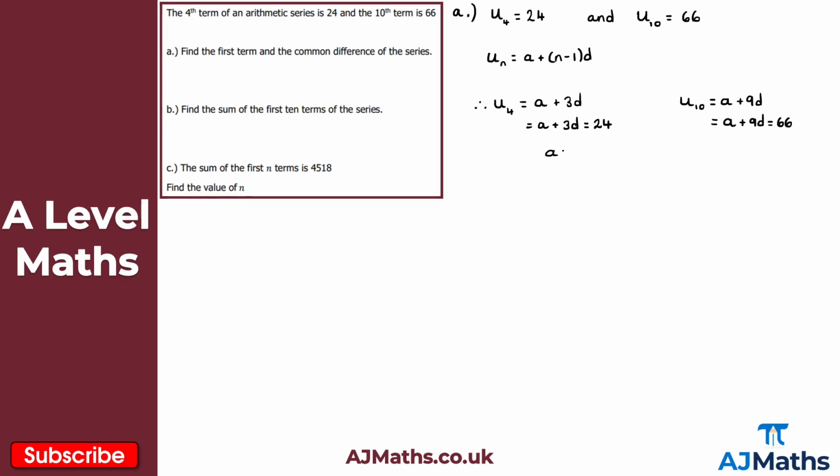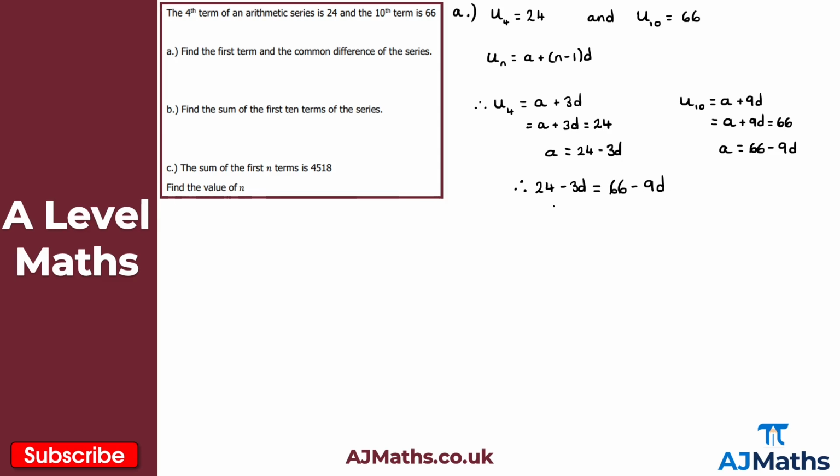So for this first equation here, this would be a equals 24 minus 3d. And then for this equation here, this would be a equals 66 minus 9d. Like so. And now, because they're both a equals, I can just equate the right-hand sides of both of these. So therefore, 24 minus 3d is equal to 66 minus 9d. And then from here, all I need to do now is solve this equation for d.